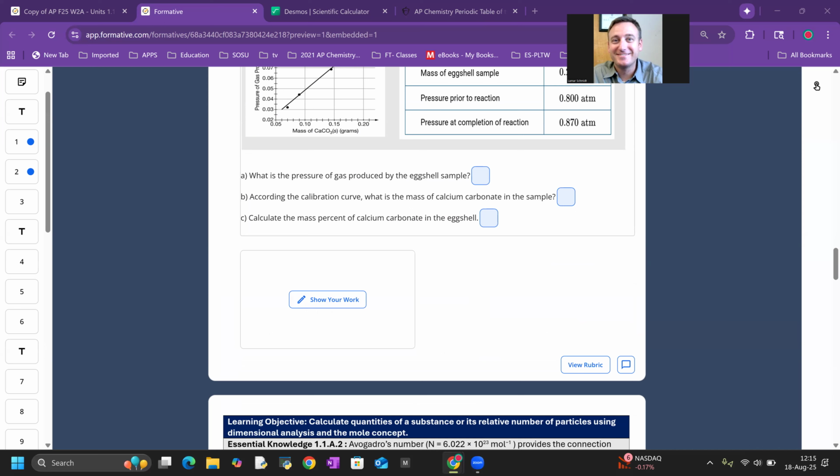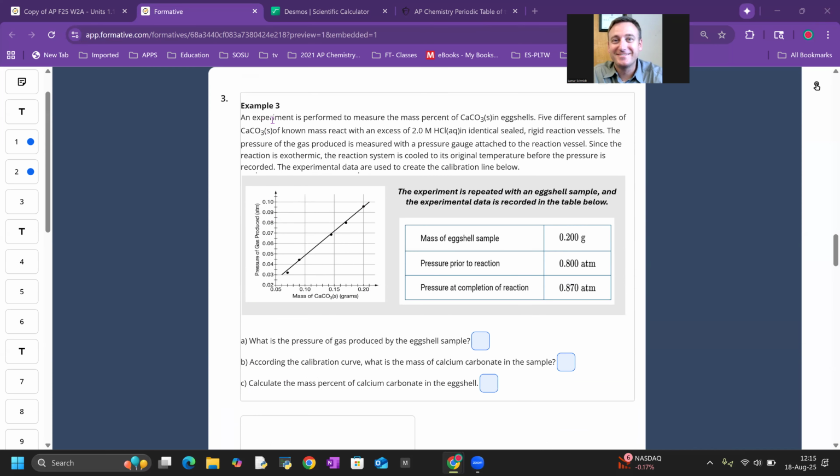All right, on this, what we're looking at is a reaction. An experiment is performed to measure the mass percent of calcium carbonate in eggshells. 5 different samples of the calcium carbonate of known mass react with an excess of 2 molar hydrochloric acid in identical sealed reaction vessels. The pressure of the gas produced is measured with a pressure gauge attached to the reaction vessel. Since the reaction is exothermic, and exothermic means it's giving off heat, the reaction system is cooled to its original temperature before the pressure is recorded.